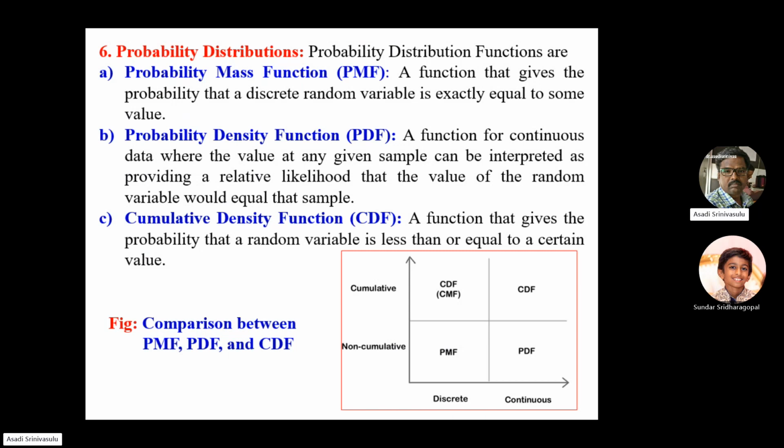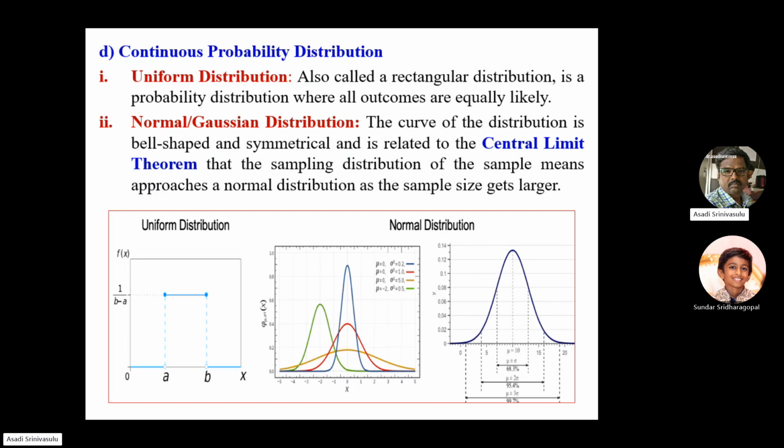If you see in this comparison between PMF, PDF and CDF, on the x-axis we have discrete and continuous values, and on the y-axis we have cumulative and non-cumulative. So which probability distribution operation falls under which category? Like CDF, PMF and PDF. This is the way we are representing. Then continuous probability distribution, we have two operations we are performing, like uniform distribution and normal or Gaussian distribution. Very popular concepts.